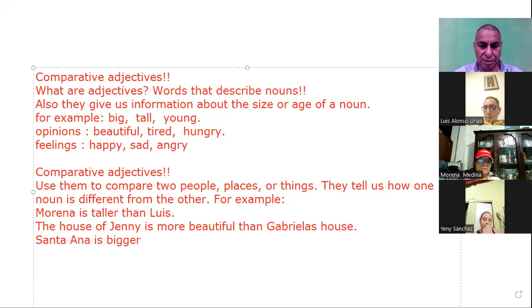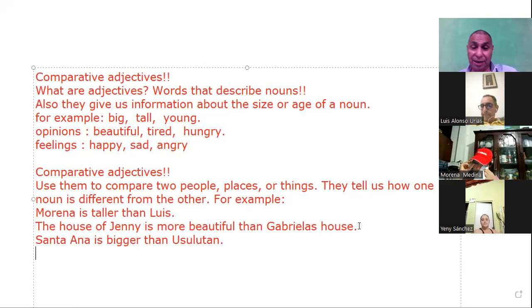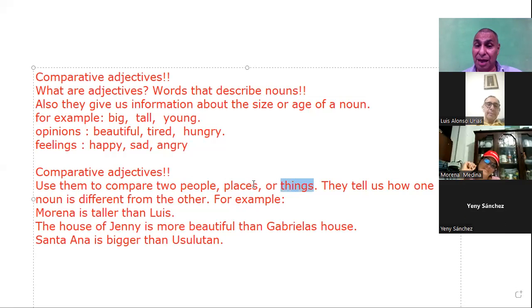Santa Ana is bigger than Usulután. Yes. Santa Ana is bigger than Usulután. Now Morena Medina, double M. ¿Qué estoy comparando aquí? Lugares. Places. Los departamentos. Places. We compared people. We compared things. And now we're comparing places. ¿Y qué es lo que estamos diciendo de los places? Que Santa Ana is bigger. Eso es lo que me tells me how one department is different from the other. Yes, in this case, we're talking about the size of the department. So I'm comparing two places.